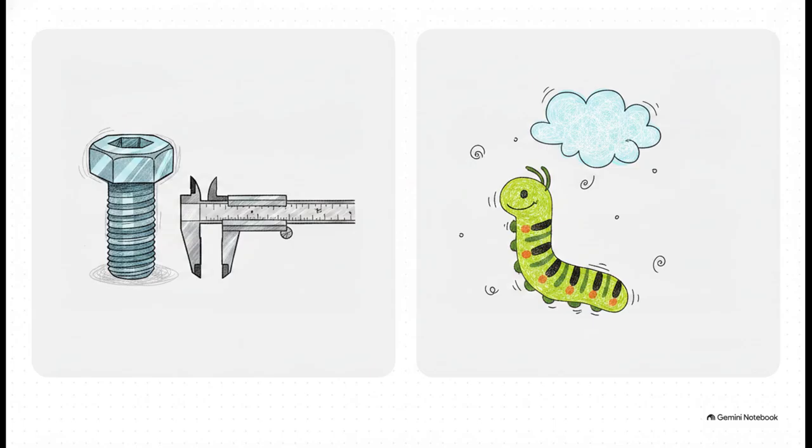If it measures 10.1 millimeters, it passes. If it measures 12 millimeters, it immediately fails. You can hold it, measure it, and prove it. Software just isn't like that. Software quality is highly subjective and intangible. You can't take a physical ruler and measure a piece of code to definitively see if it's good.